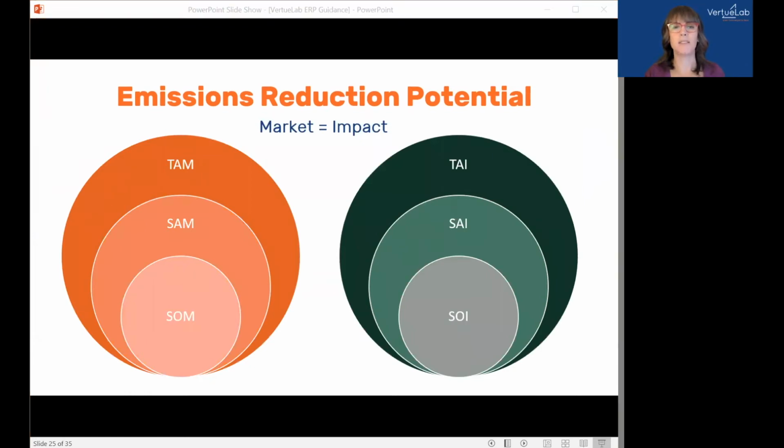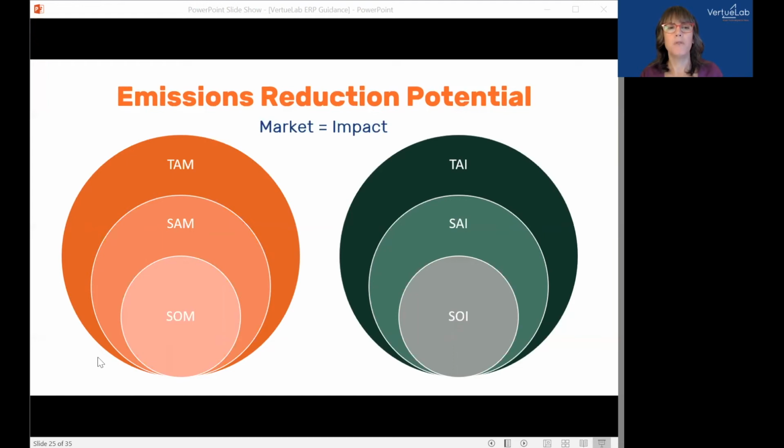Back again to this TAM, SAM, SOM comparison here. Some are looking at the impact, assuming the entire market adopts the technology, reflecting that total available impact, which is the impact possible if deployed by the entire market. At VertueLab, what we're asking you to do is to identify what you believe your company can capture, which is better expressed as the SOI, the specific obtainable impact.